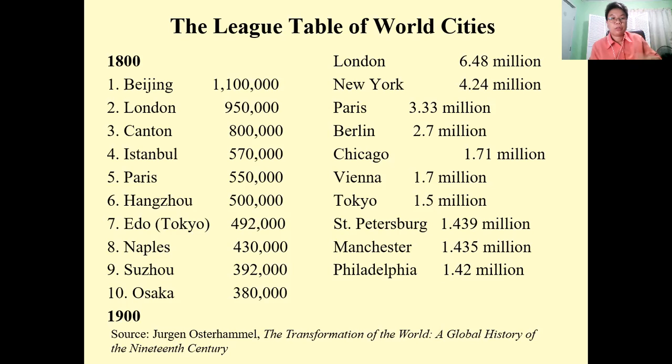This is according to the writer Jürgen Osterhammel, who describes the global history of the cities in the 19th century. You have Beijing at 1.1 million city dwellers, Tokyo at 1.5 million, and Philadelphia at 1.42 million. These are not actually ancient, but they are described as the first cities that are recognized.